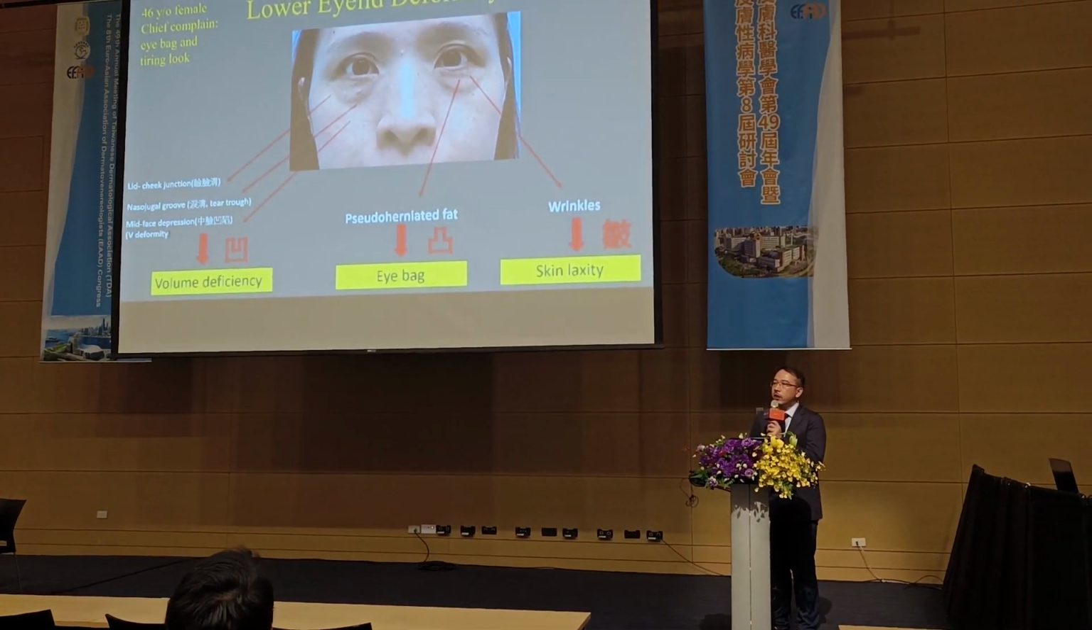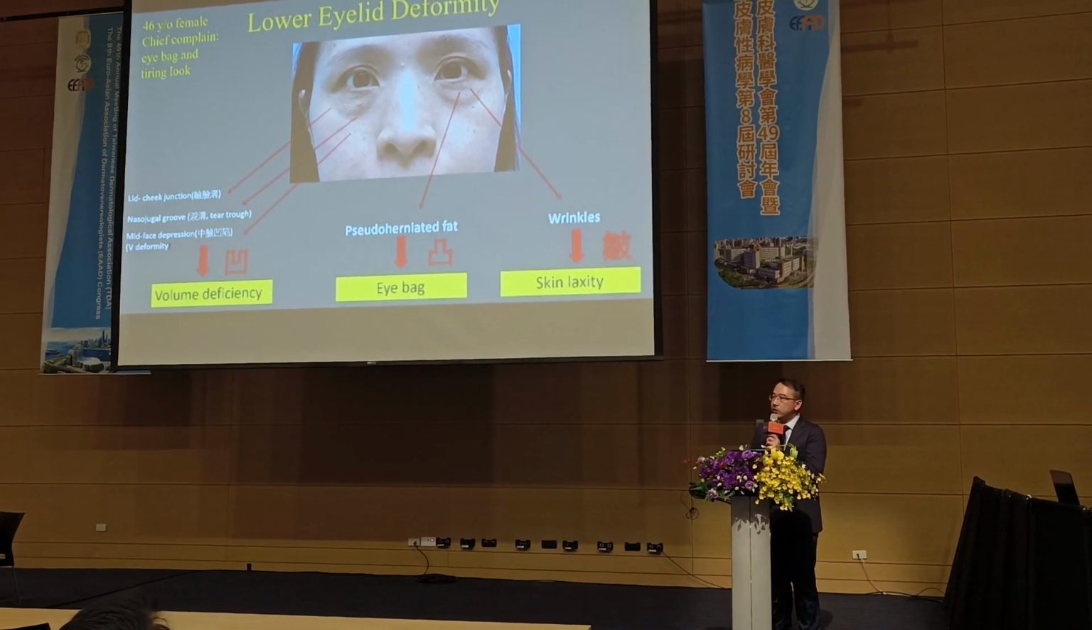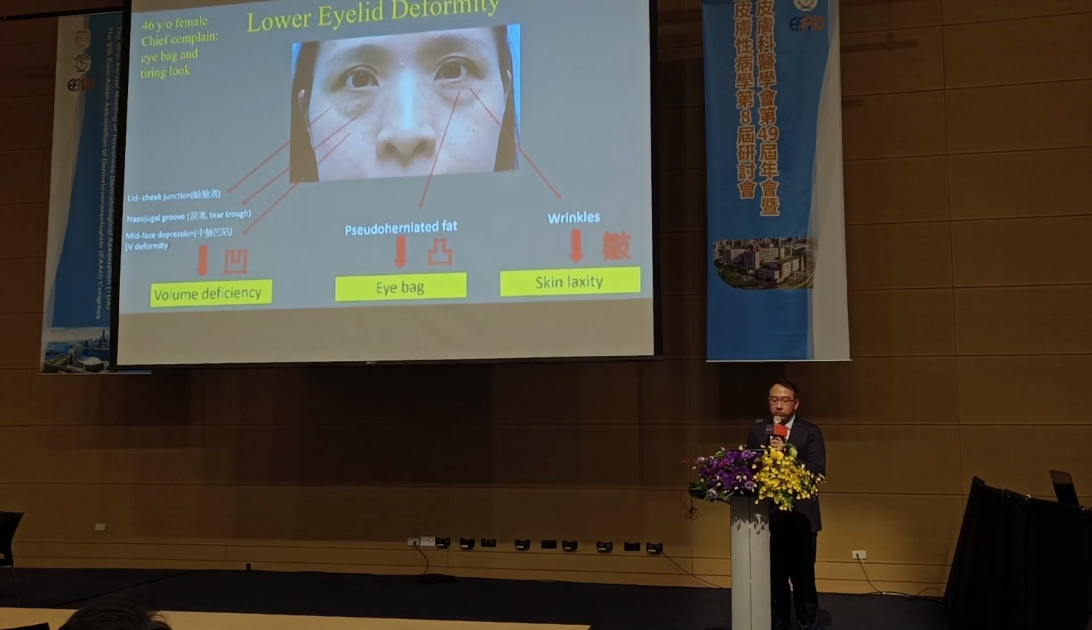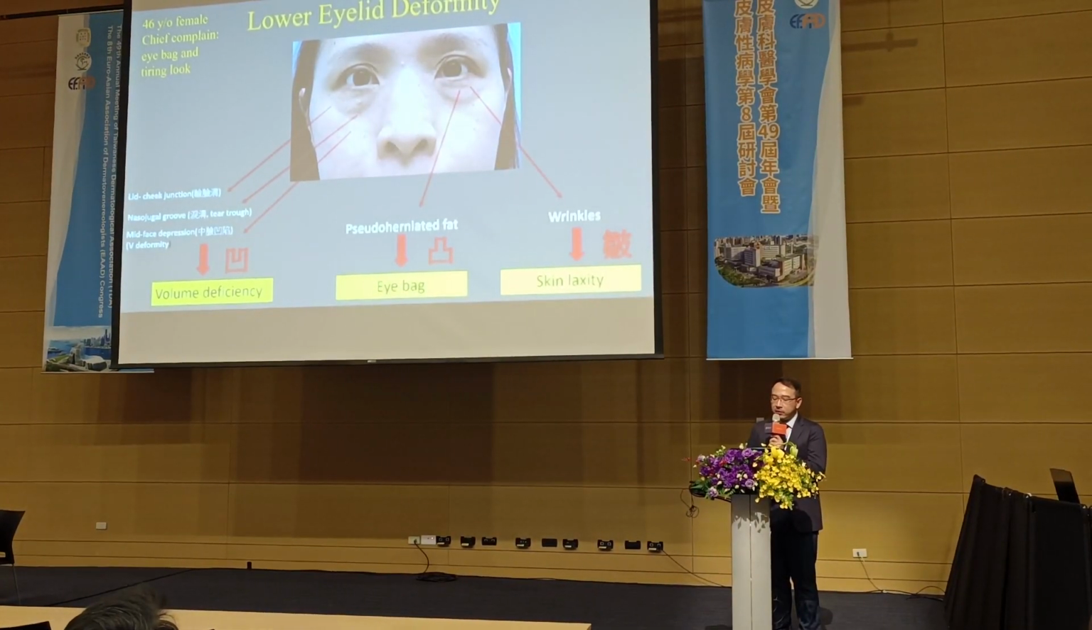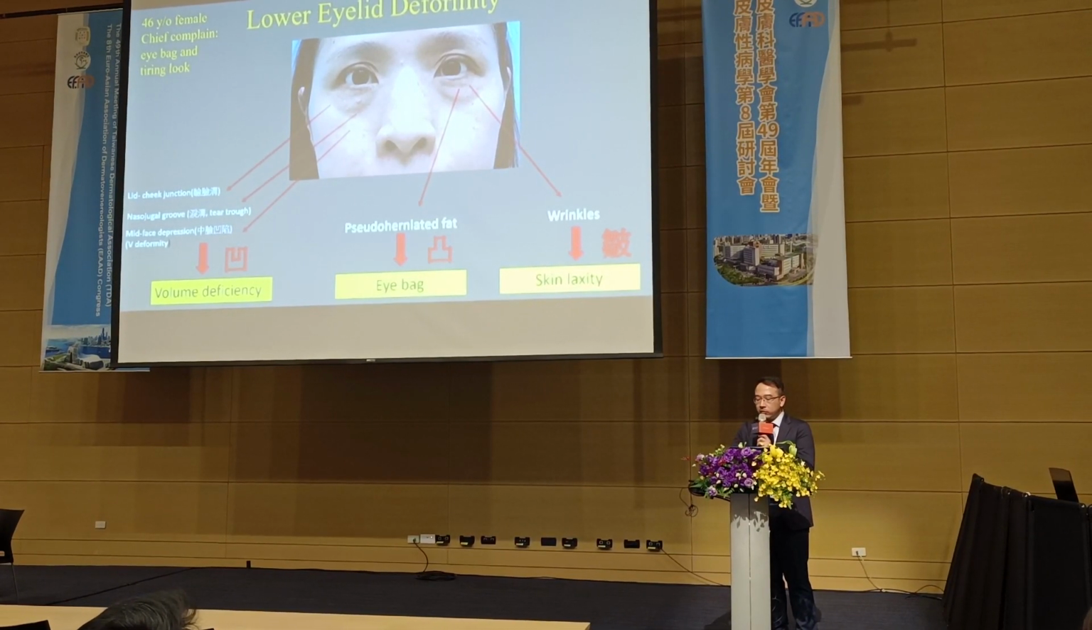For lower ID deformity, in my opinion, there are three major problems. The first one is foreign deficiency, which causes knee-joint junction, nasal group, and mid-face depression. The second major problem is sugar herniated fat, which causes IPAC. The third problem is wrinkle, which is from skin laxity.